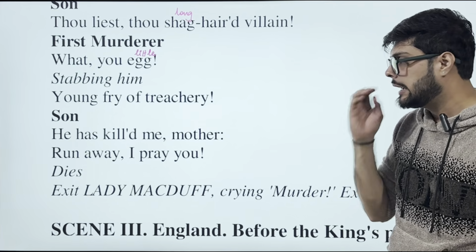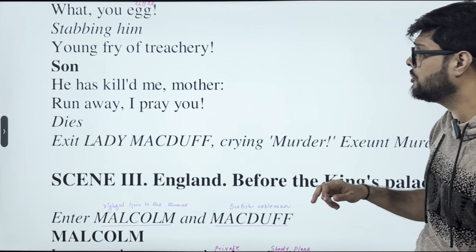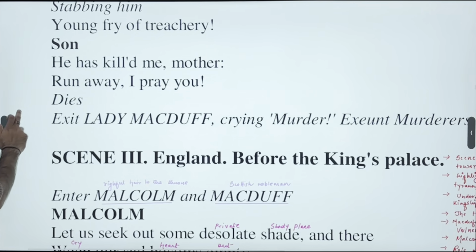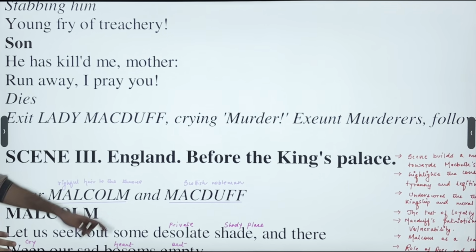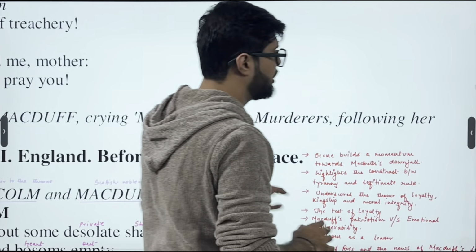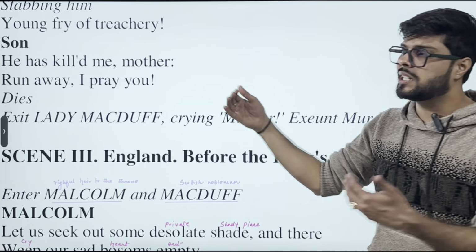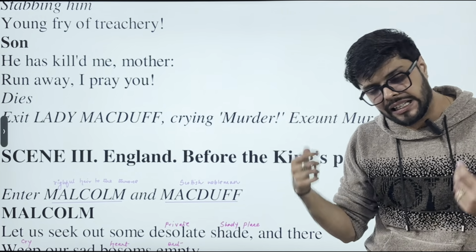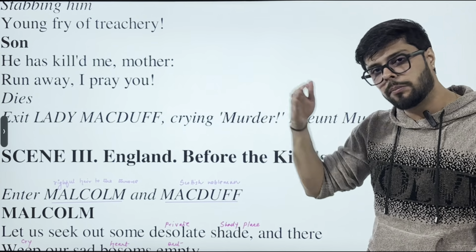And then he stabs Macduff's son and he dies. He has killed me, mother, run away, I pray you. Mother, I'm dead, please run away from here. And Macduff's son dies. Exit Lady Macduff crying murder, exit murderers following her. So basically murderers follow Lady Macduff, and even though it is not said whether they managed to kill Lady Macduff or not, they definitely would have caught her and killed her as well. That gets confirmed later in the scene.